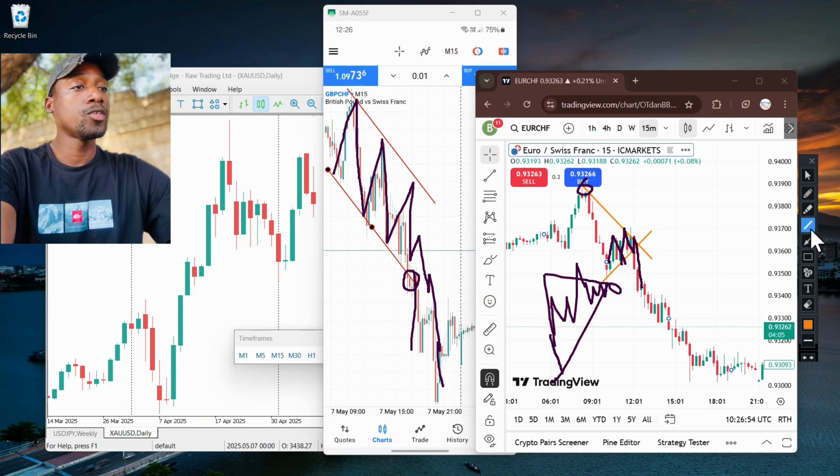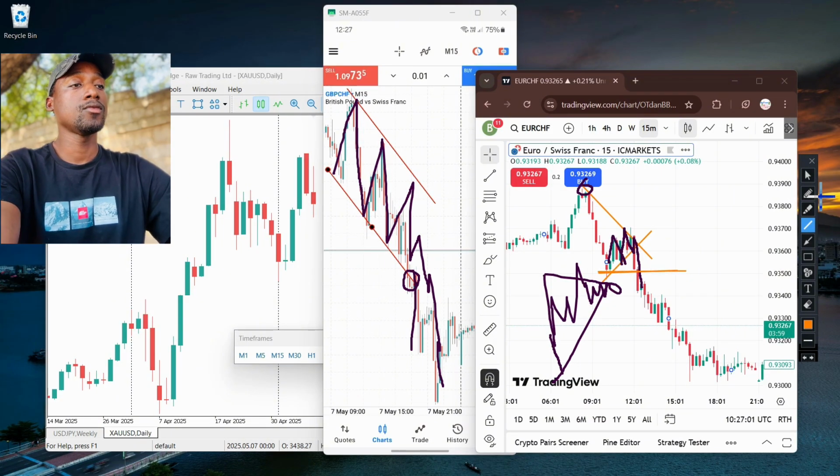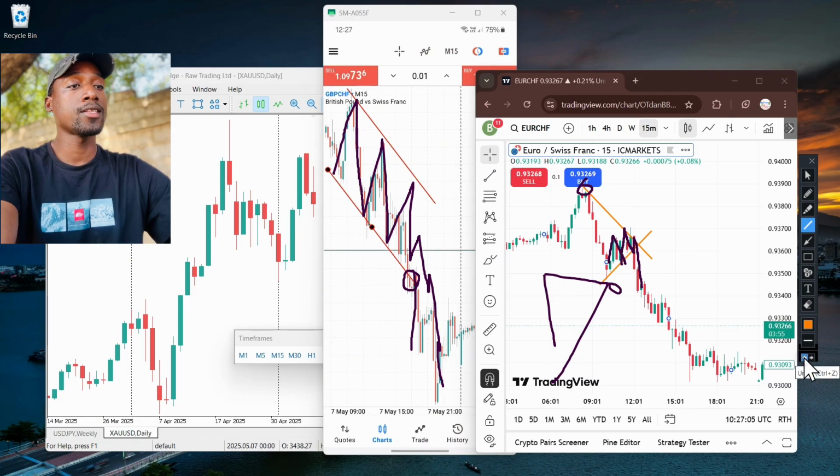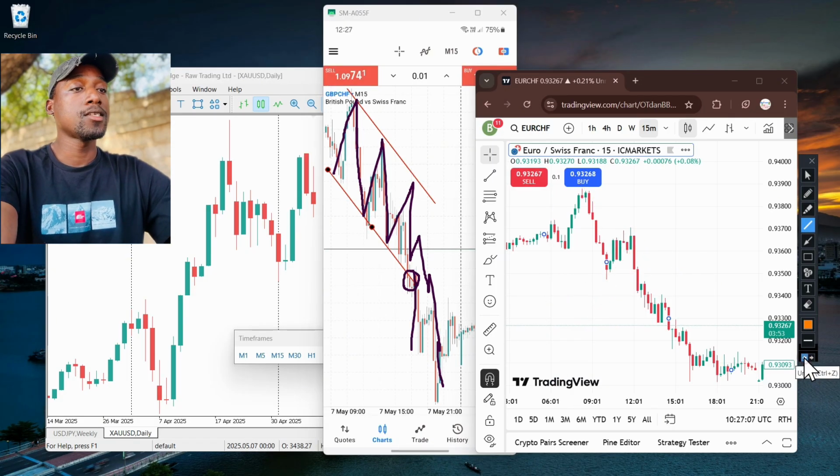Now, you can also use what we call a horizontal line to mark a breakout. To mark what? A breakout. That is something that you should understand. Now, that's a symmetrical triangle.